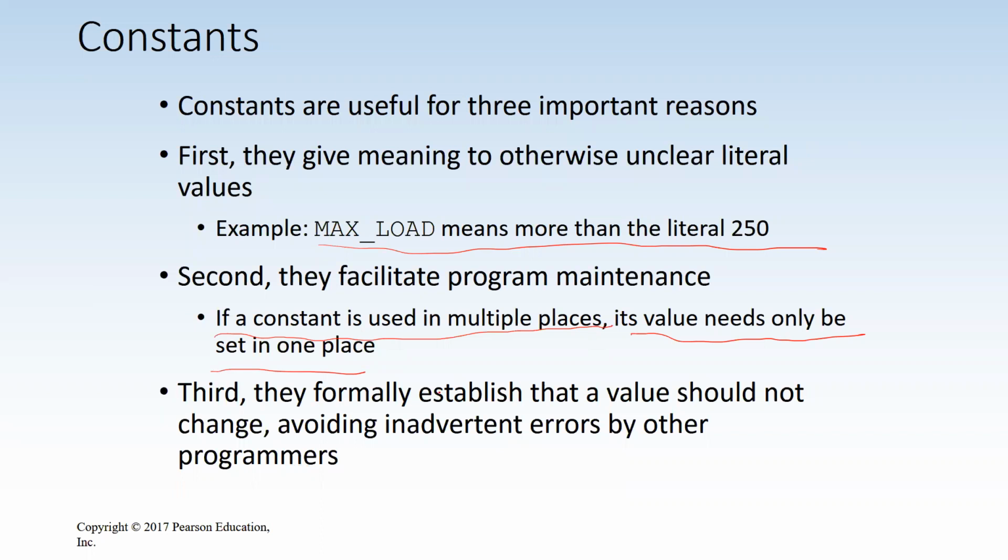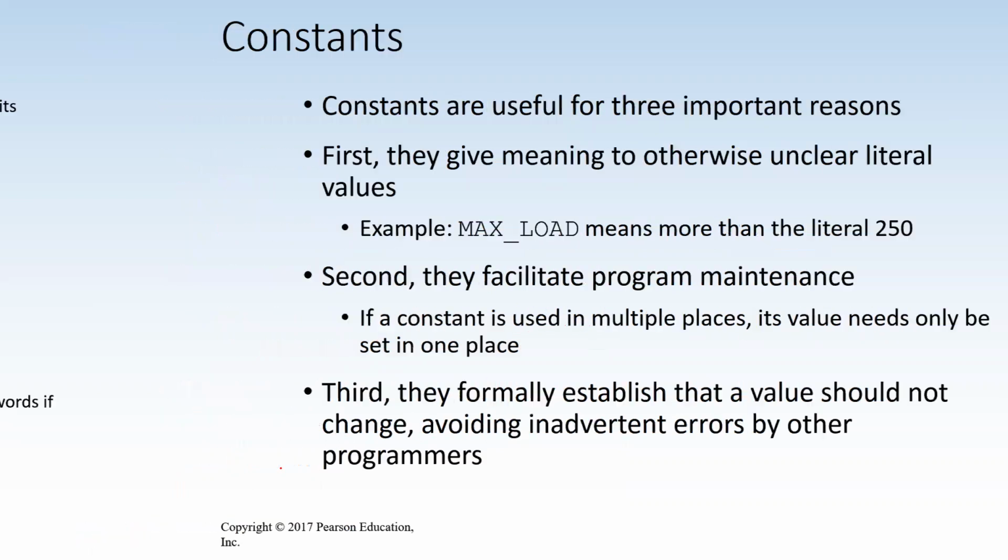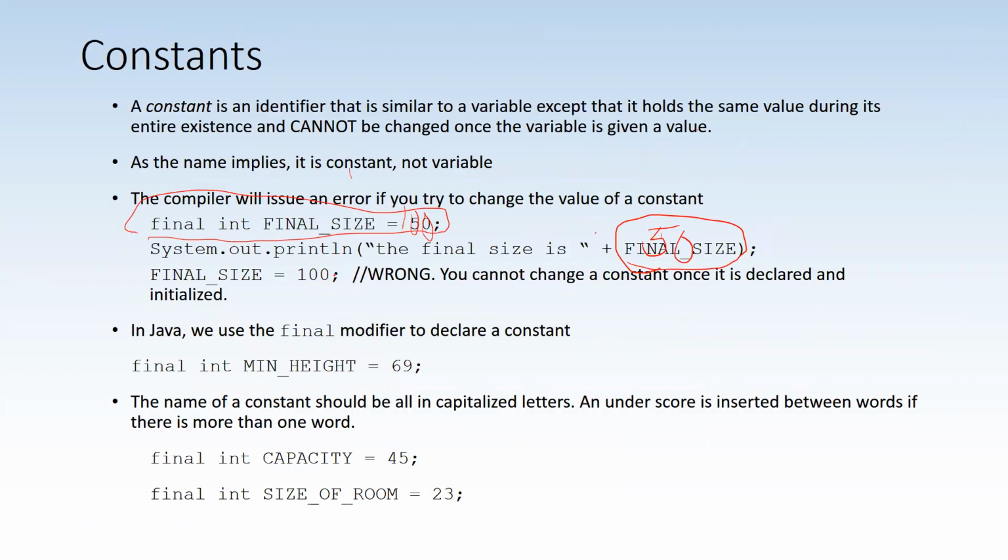Third, they formally establish that a value should not change, avoiding inadvertent errors by other programmers. So if you say this is a final, then other people who work on your project look at this and they know I should not change it. It's a final, okay? Any questions about this? That's the benefits of a final variable.